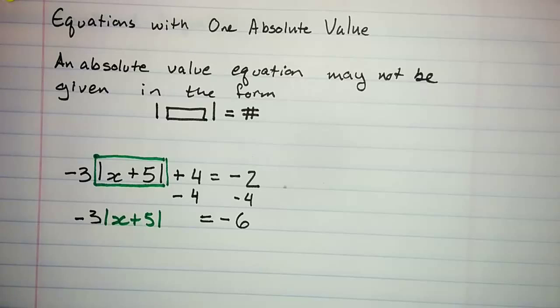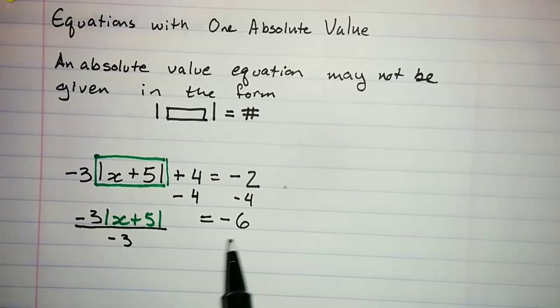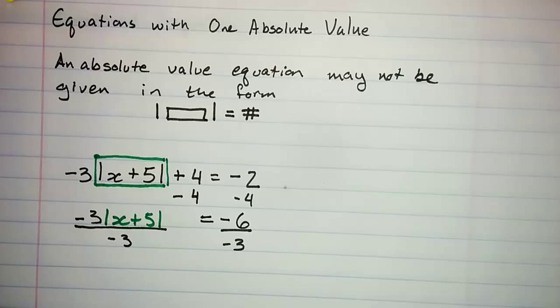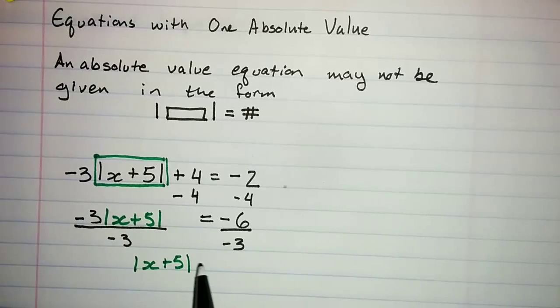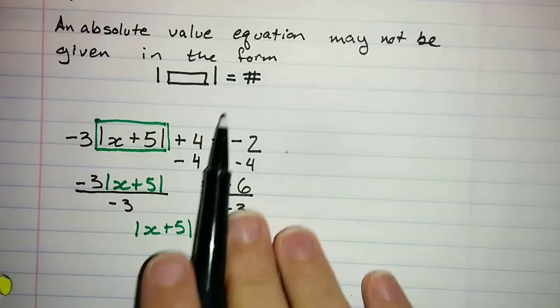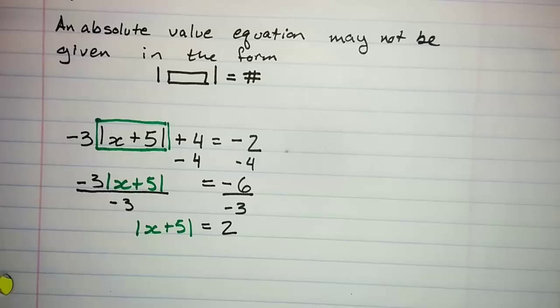Now what do we need to do? We need to get rid of that -3. So we'll divide both sides by -3. And now we're left with the absolute value of x plus 5 by itself, and it's going to be equal to +2, right? -6 divided by -3 is +2. Now we're in this form, absolute value equals number. And we see that in fact it's the form absolute value equals positive number, which means we're going to have how many solutions? Right, 2 solutions.